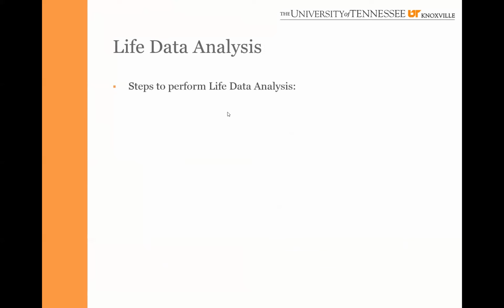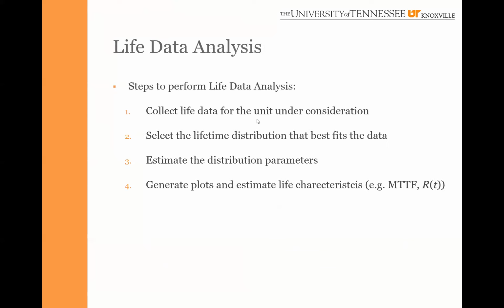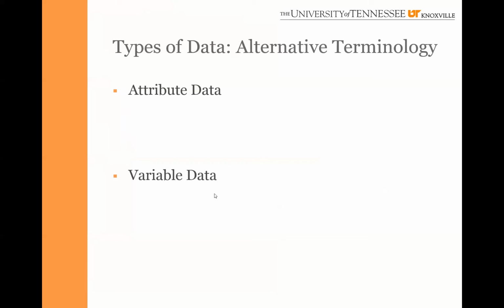Okay, so there are 4 steps in performing life data analysis. You start with collecting data, obviously, right? And then you select the life distribution, fit the best distribution you can to your data, and then estimate the parameters, and then use the parameters in your distribution to calculate all of the components, all of the properties that you want about your population. Either it's mean time to failure, a variance, a reliability function, hazard function, whatnot. You can do all of that.